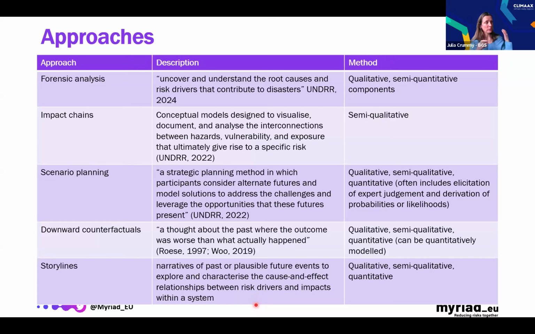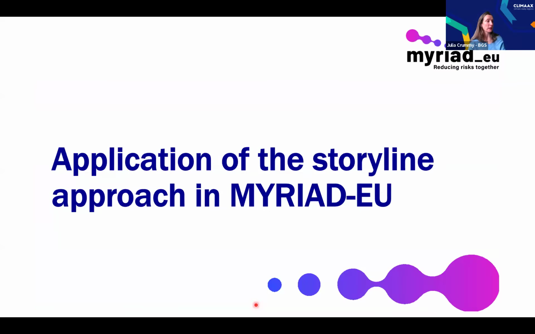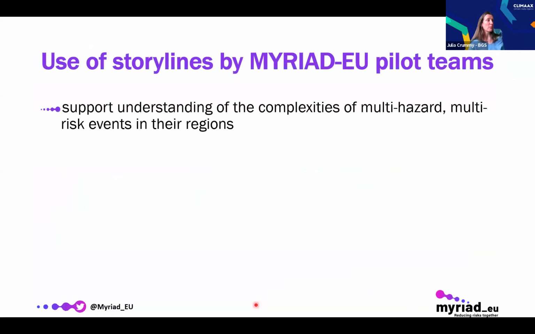You can use forensic analysis and impact chains and all these different techniques and methods to pull it together and to really explore those indirect impacts and those kind of sector dependencies. So they help break down the complexity, and that's how we're using them in Myriad.